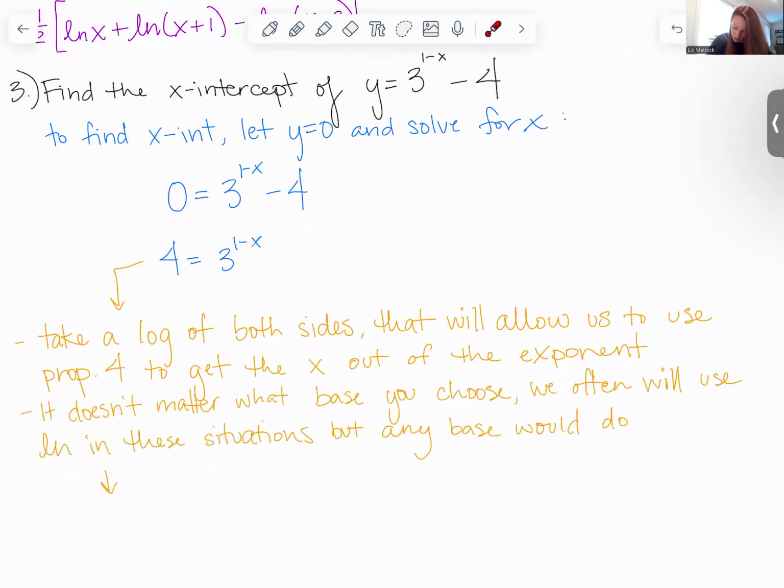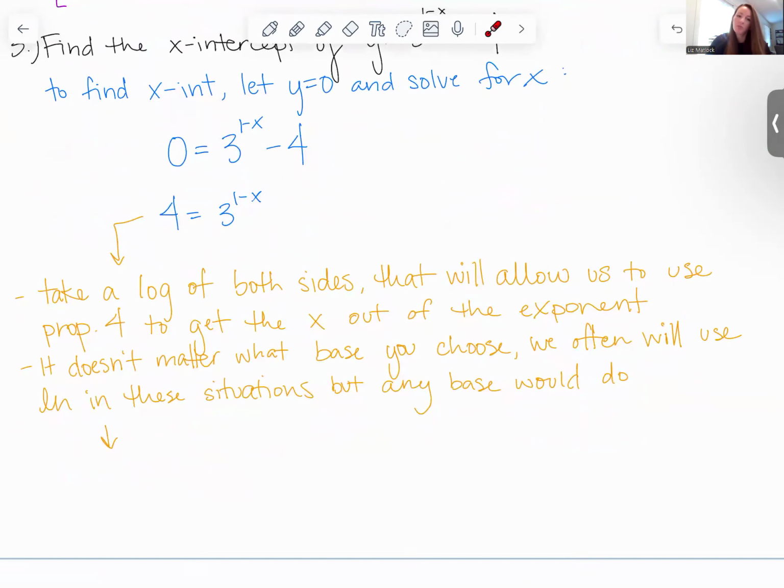And it really doesn't matter what log you choose. We often just choose natural log just for some consistency, but you could choose log base 3 because you know that that will cancel this, but it really doesn't matter. They're all going to be equivalent. All right, so I'm going to use ln.